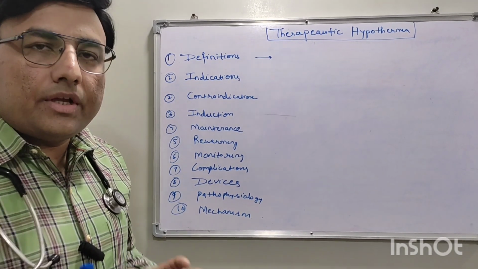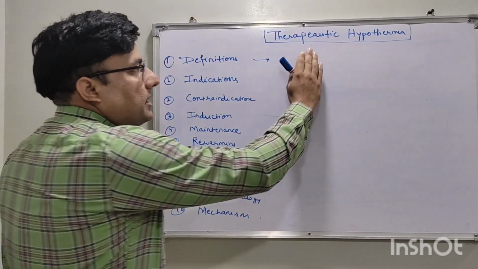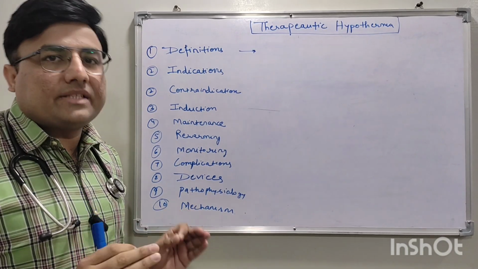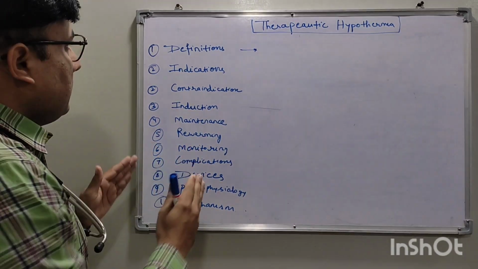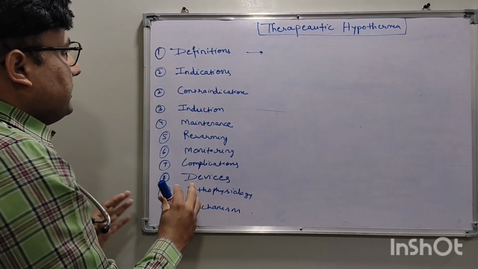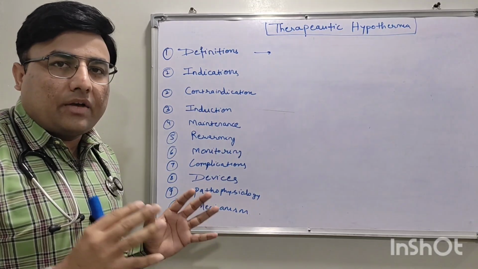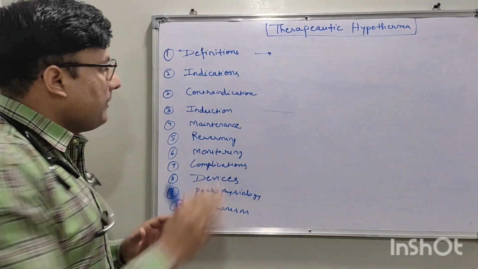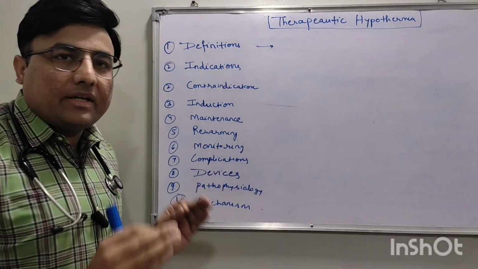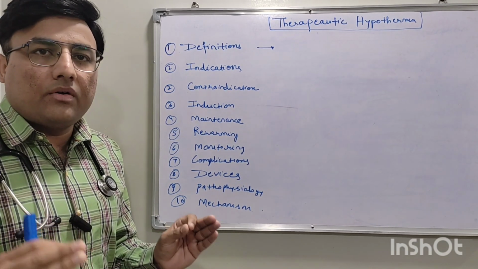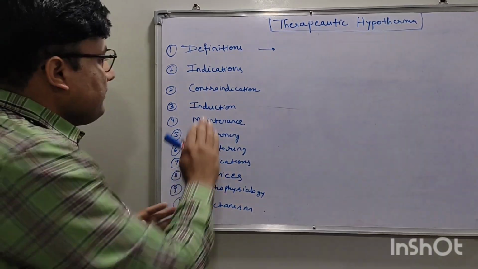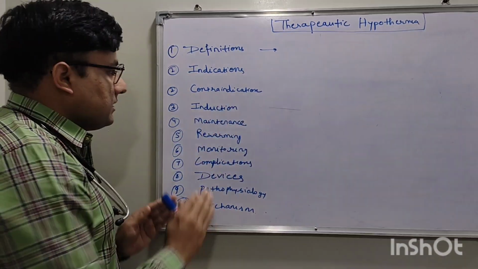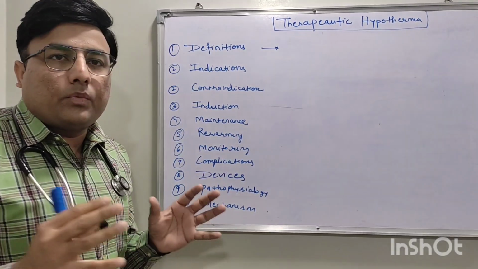Hello friends, today our topic of discussion is therapeutic hypothermia for HIE babies. So today we'll discuss these points. First we'll discuss different definitions related to asphyxia. Then we'll discuss what are the indications for therapeutic hypothermia for perinatal asphyxia. What are the contraindications and what is the procedure of cooling.